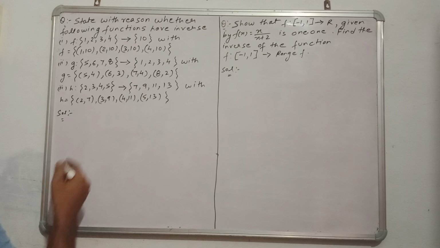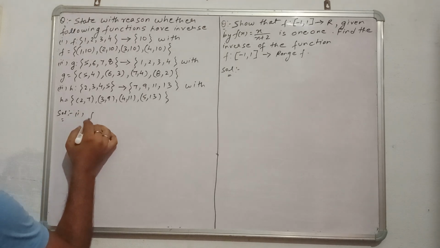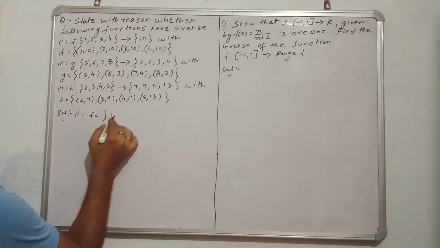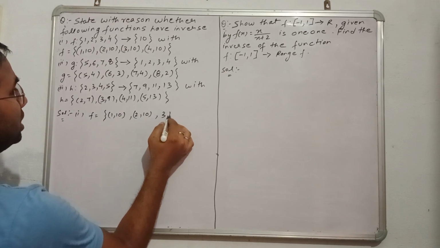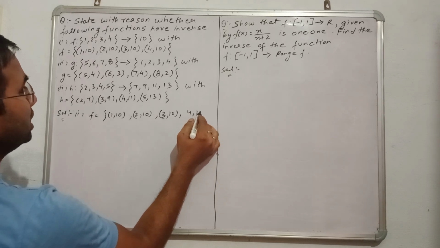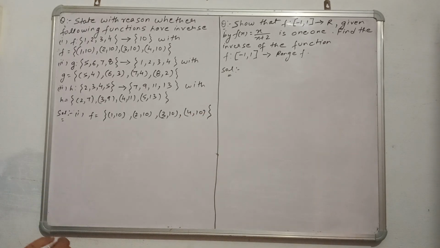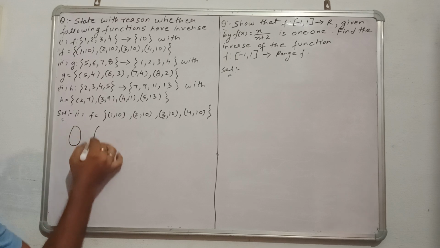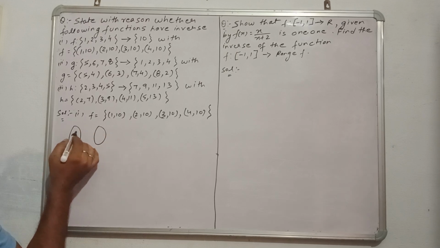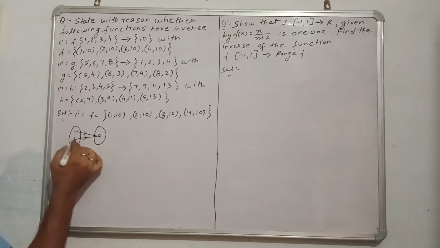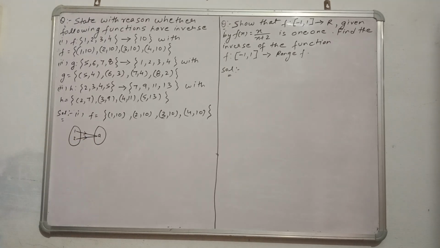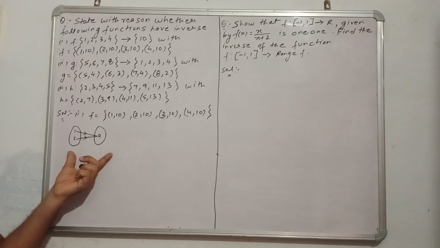Okay. So see the first one. First one, f is (1, 10), (2, 10), (3, 10), (4, 10). So what is a many-one function? Suppose 1 and 2 are elements. If the image of two or more elements is the same, then that is called a many-one function.